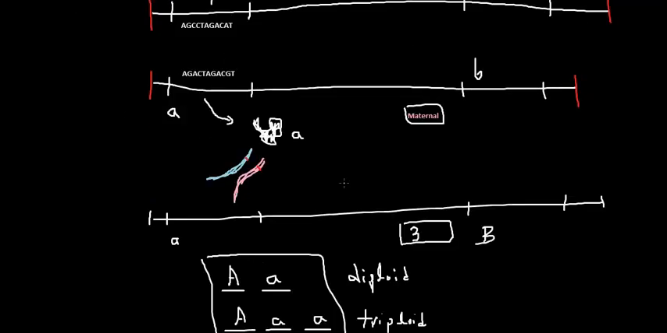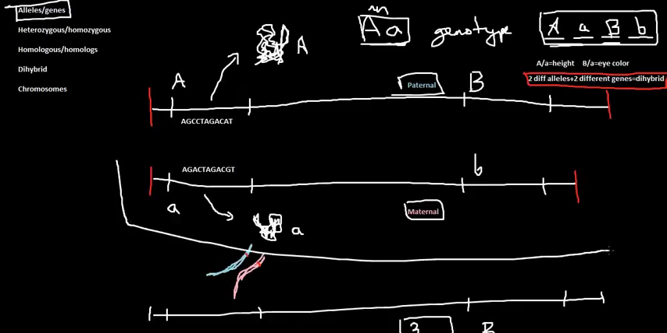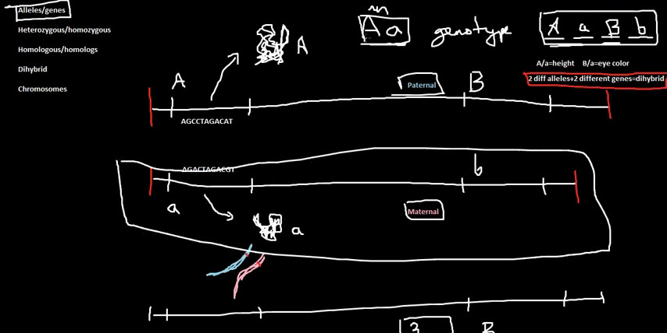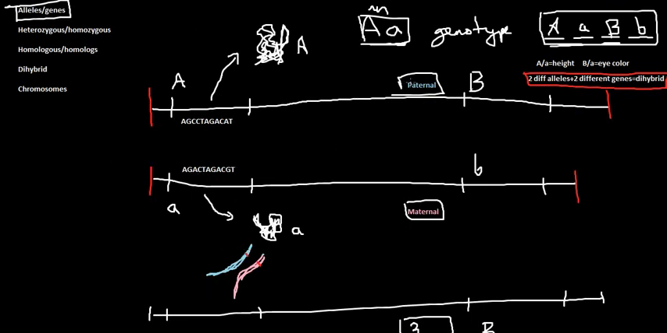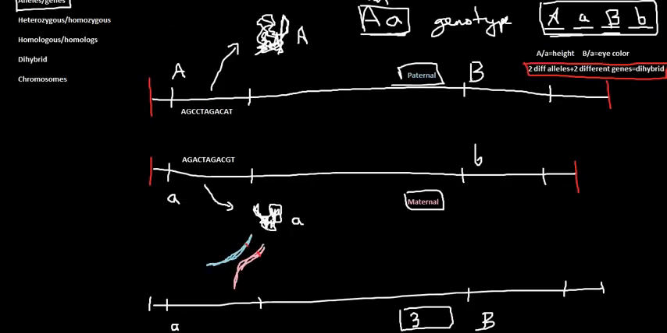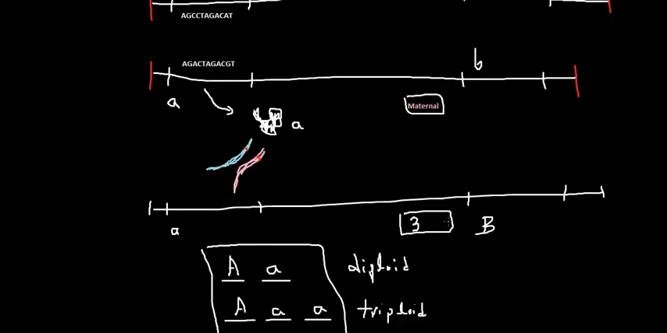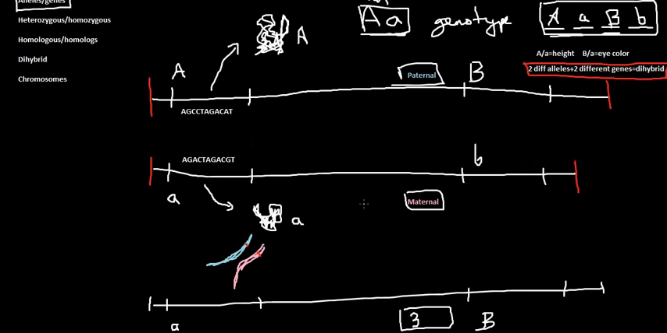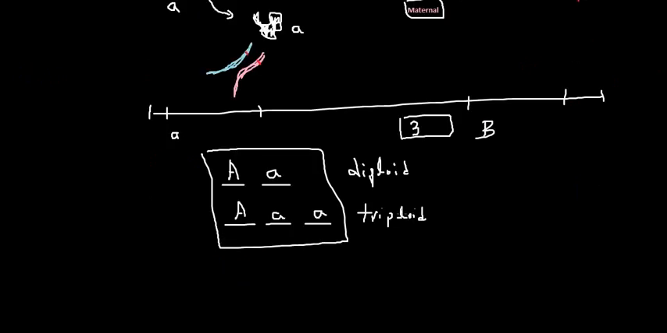But note that each one of these is a different chromosome. You're going to have each allele on a different chromosome. And you cannot have heterozygous or homozygous chromosomes. You can only have heterozygous or homozygous alleles or genes.